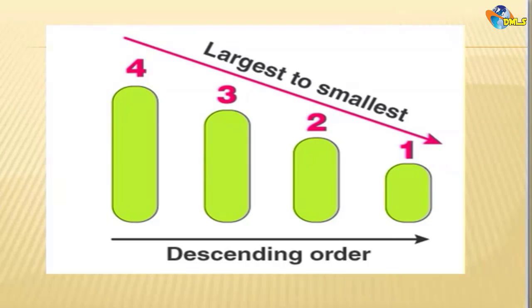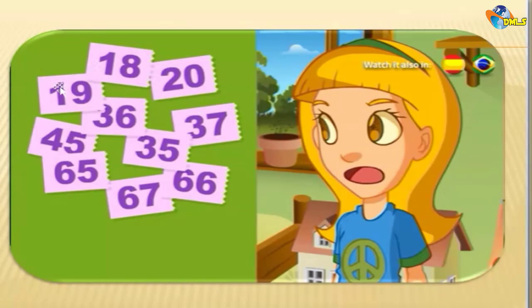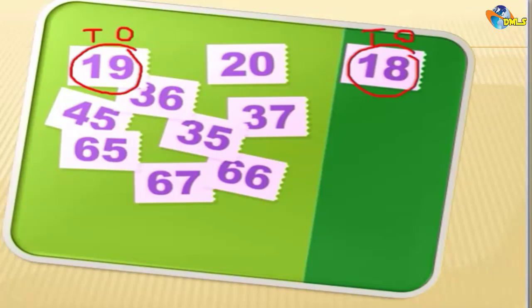Okay? She gave us some numbers and told us to order these numbers in ascending order. Okay, at first, we have to look at the tens place for all these numbers. So we have different numbers here. We have 18, 20, 37, 66, we have 65. We have a lot of numbers. So we have to look at the tens place, focus, okay?